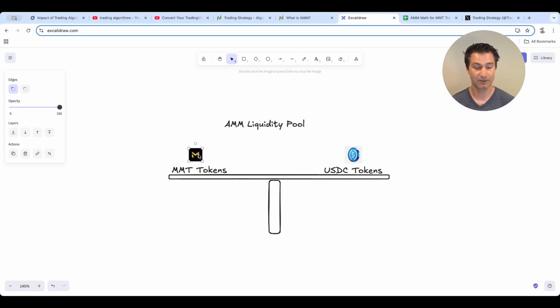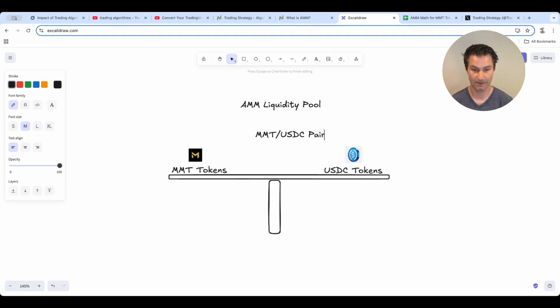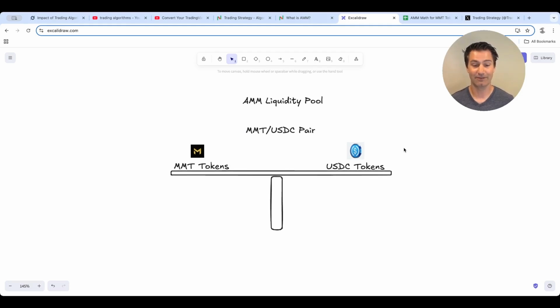Okay, so now you see that these need to be balanced, right? And that's how a liquidity pool works. And this is called a token pair. So this would be an MMT-USDC pair. And just like on a regular whiteboard, I need to get my alignment figured out. Okay, so great. So now we have this lever and the way the liquidity pool works.